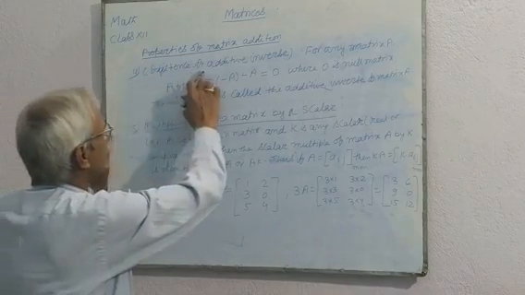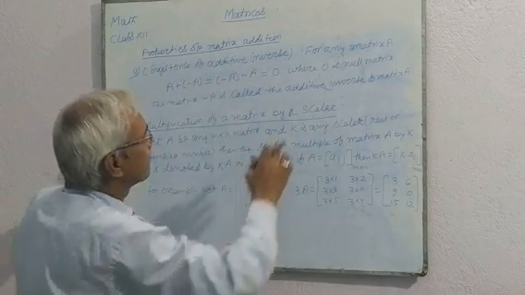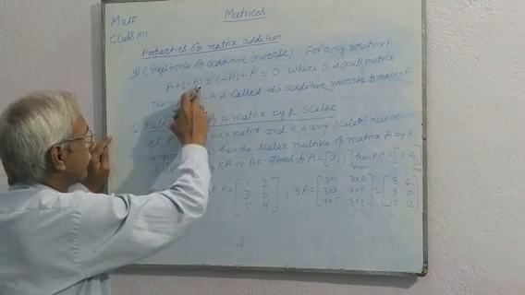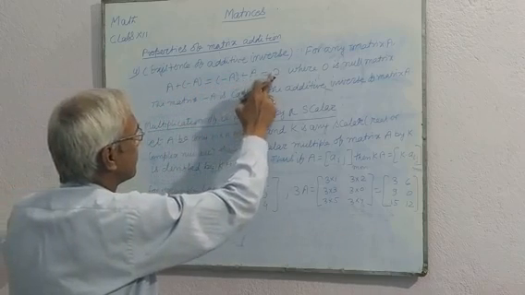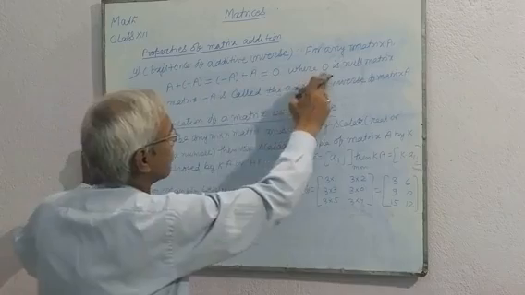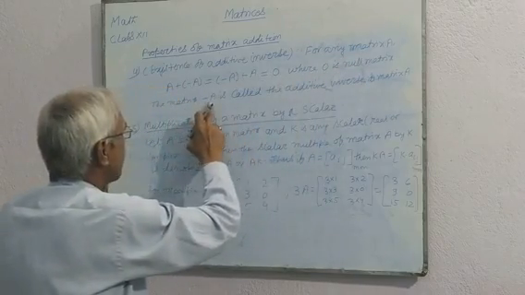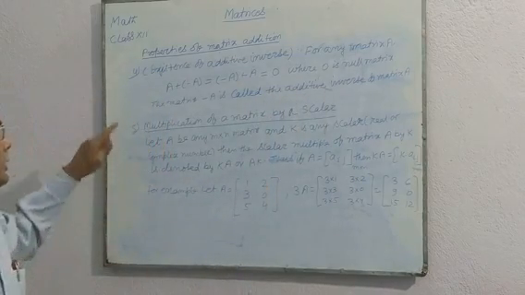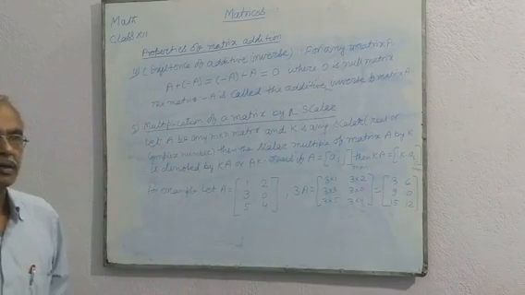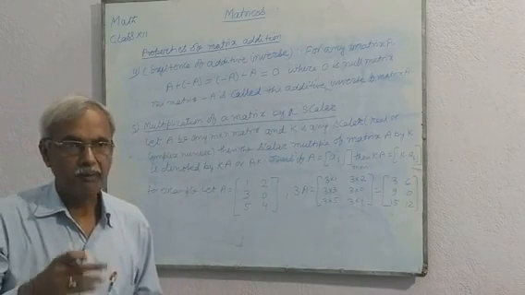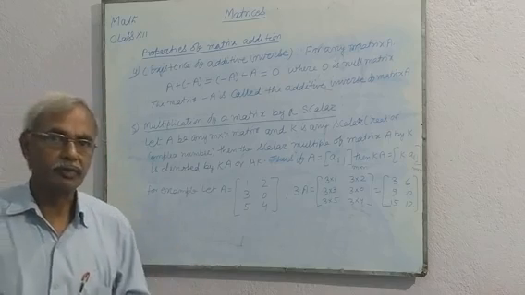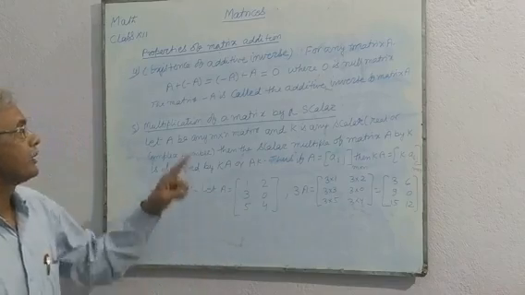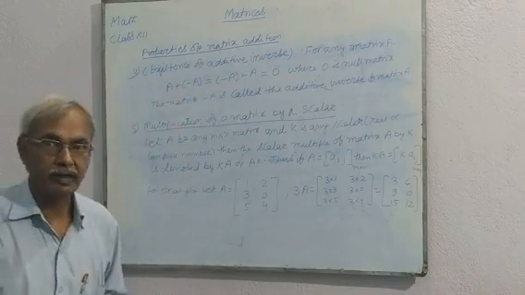For existence of additive inverse, for any matrix A, A plus minus A equals minus A plus A equals O, where O is the null matrix. Then matrix minus A is called the additive inverse of matrix A. That is, the sum of the other matrix with A becomes a null matrix, and that other matrix is called the additive inverse of matrix A.